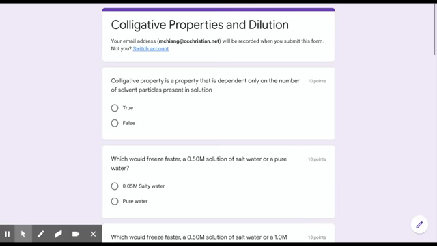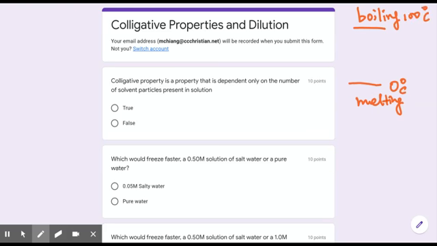Because if you just think about water, water melts at 0 degrees, right? This is the melting point. And then it boils at 100 degrees Celsius. That's the boiling point. So the more impure the solution, the lower the melting point and the higher the boiling point. The boiling point is up there, so it will make it higher. The melting point is down there, so it will make it lower.